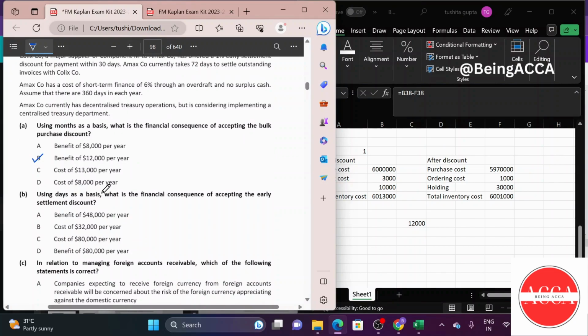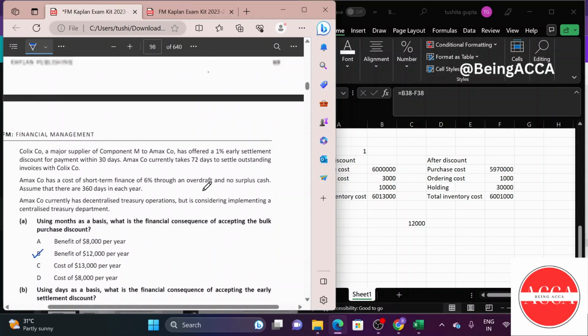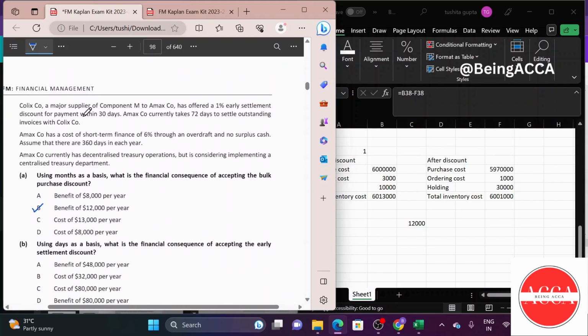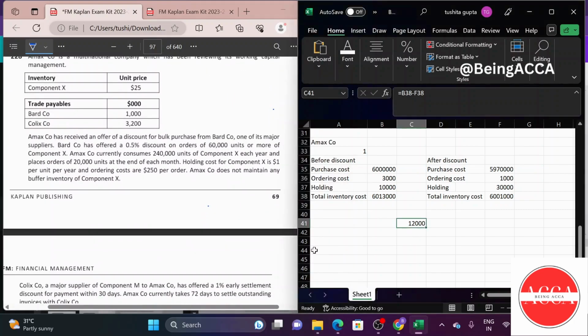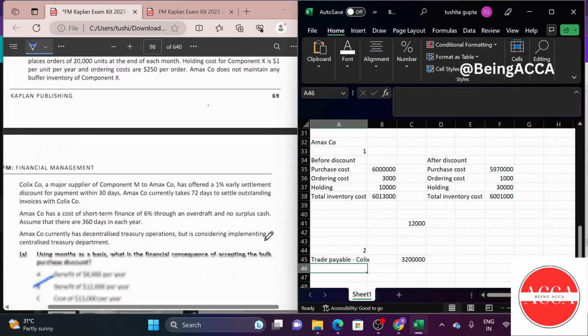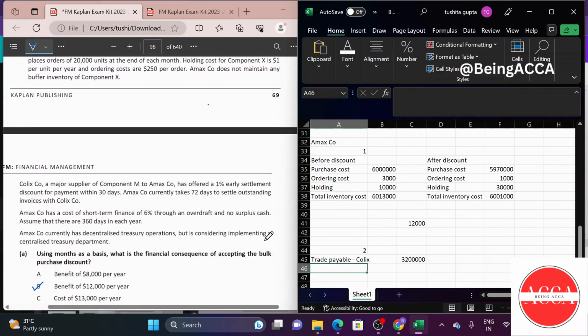Moving to the second one, using days as a basis, what is the financial consequence of accepting the early settlement discount? Now this pertains to colleagues, right? So they have offered a 1% early settlement discount. Trade payable in respect of colleagues we have 3,200,000, right? And it says that currently our settlement period is 72 days. So let me find out how much our total credit purchases from this person are.